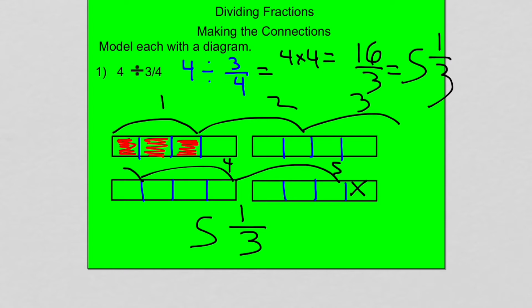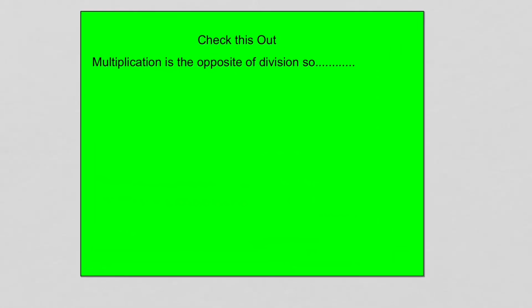Okay? So I'm going to flip forward. And I've put here that multiplication is the opposite of division. So if we take this question, 4 divided by 3/4, now, when we're dividing fractions, we're also doing some multiplying, right? We're doing the 4 times 4. So what we actually did here is we can write the question like this. We did 4 times 4 divided by 3. So why not write it like this?